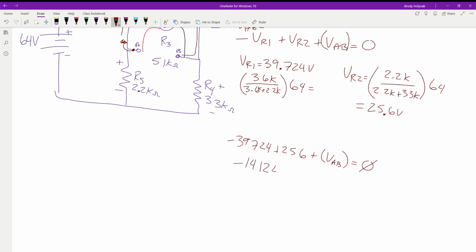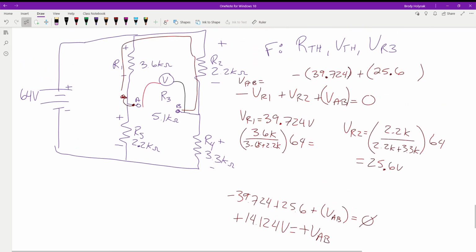14.124 equal to a negative VAB. Yep, and we want to get rid of that negative sign because we still haven't simplified it. So we divide both sides by -1. That turns both of these guys positive. And we end up with VAB is a positive 14.124 volts.